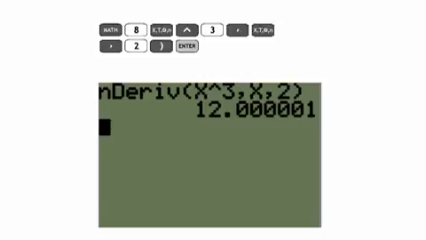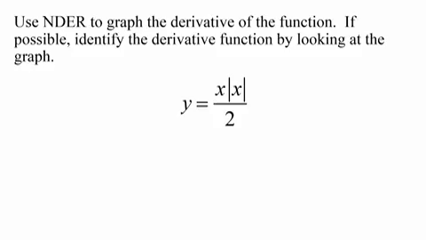We can also use this to graph the derivative of a function. Use the numerical derivative function of your calculator to graph the derivative of the function. If possible, identify the derivative function by looking at the graph. So here we have y equals x times the absolute value of x over 2. We're going to now have the calculator graph the derivative of this function.